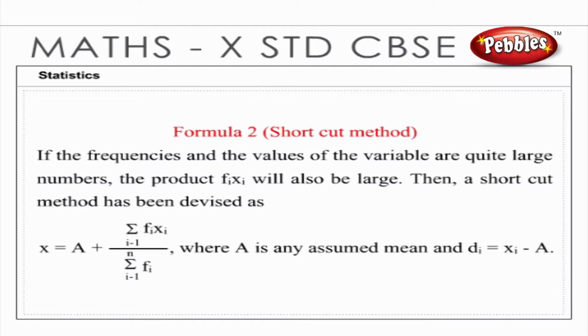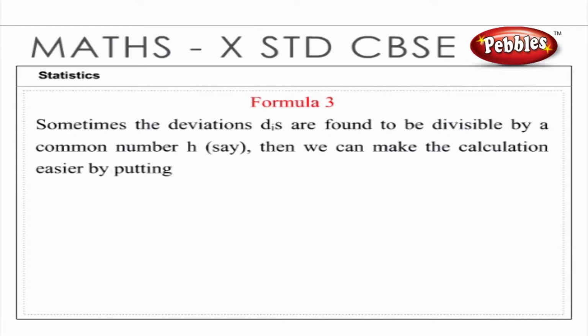Formula 2. Shortcut method. If the frequencies and the values of the variable are quite large numbers, the product fi xi will also be large. Then a shortcut method has been devised as shown, where a is any assumed mean and di is equal to xi minus a.